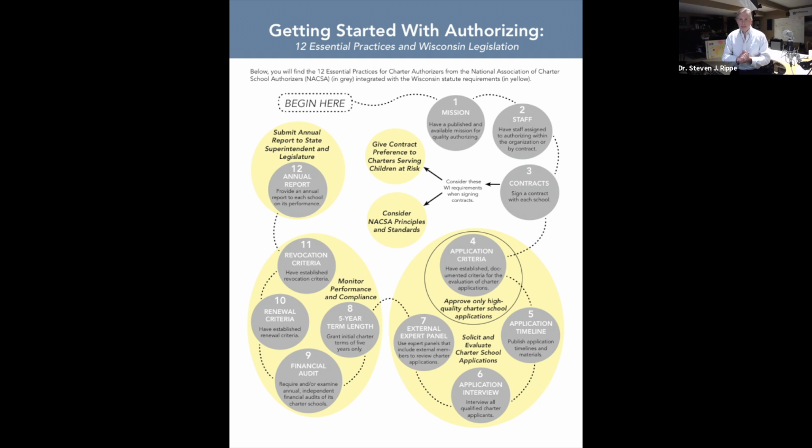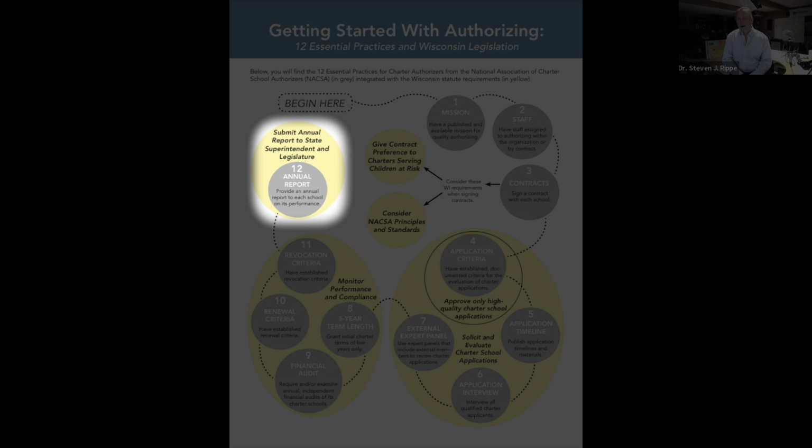The last area is 12, and that's when we provide an annual report to each of our schools. This is a really important step because each of our schools need to know how they're doing with their performance, so that way they can prioritize the limited resources they have. And it really makes a difference, this feedback step. So let's try and do a great job on that.